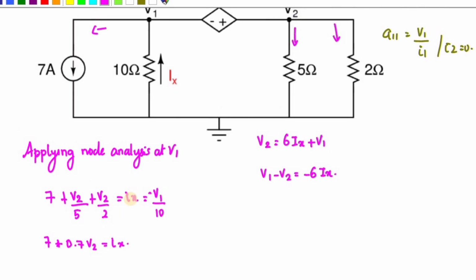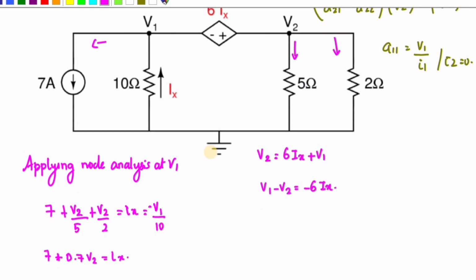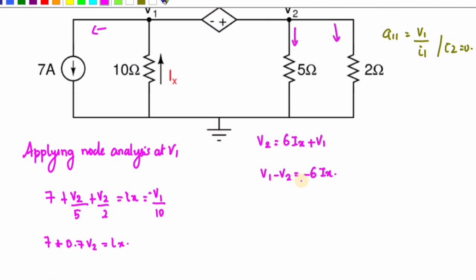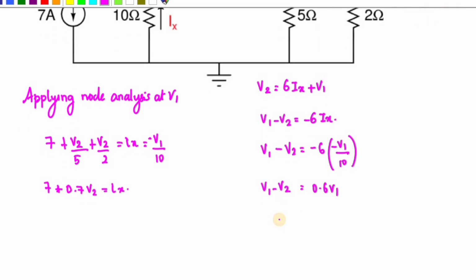So this is a capital Ix. So we know the formula for Ix, right? So you just substitute the value. V2 is equal to minus 6 into Ix, and the Ix value is minus V1 divided by 10. So V1 minus V2 is equal to 0.6 V1 minus V2. So I can write 1 minus 0.6 is 0.4 V1 minus V2 is equal to 0.